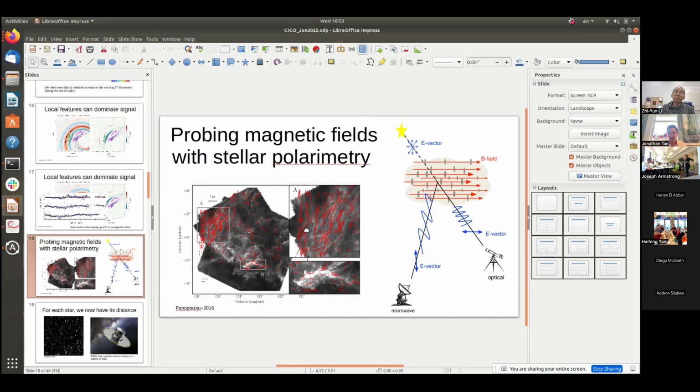Great. I have one more question. Are there other questions? Does any of your analysis depend on grain alignment physics? You're just doing field direction, are you? But it's integrated along the line of sight, so you're weighting by normally emission or density or something. But then grain alignment might go into that weighting.